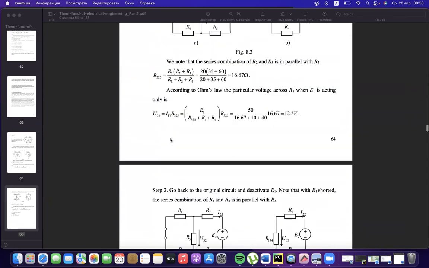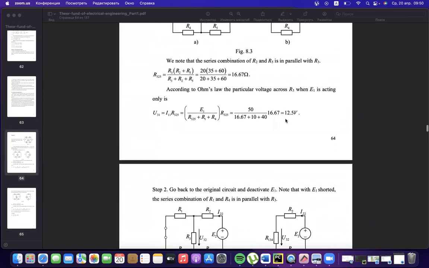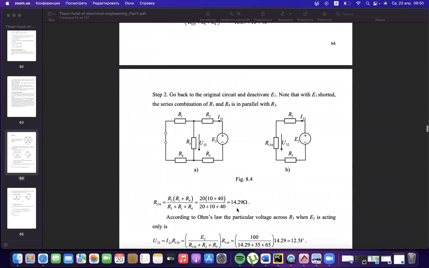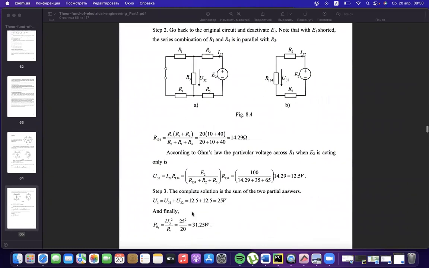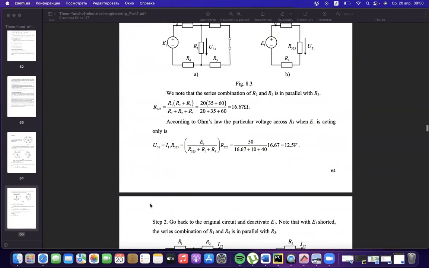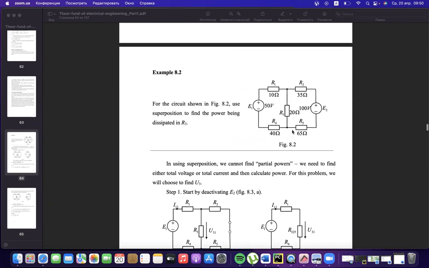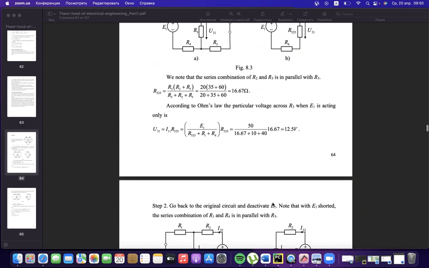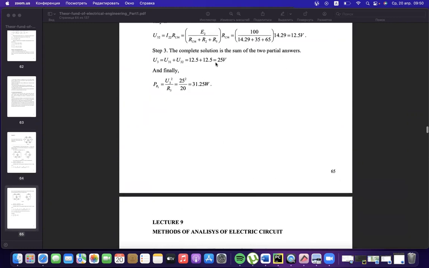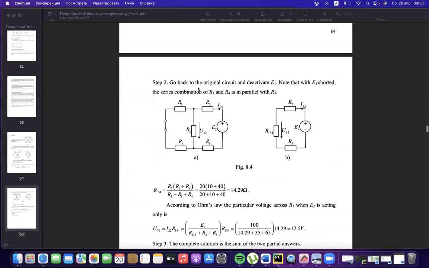After that, adding the total voltage from two partial circles, the total voltage in the central branch, here it is, on the resistor R3, the total voltage equals 25. And after that, only for the total voltage, we could find a power consumption as 31 watts.